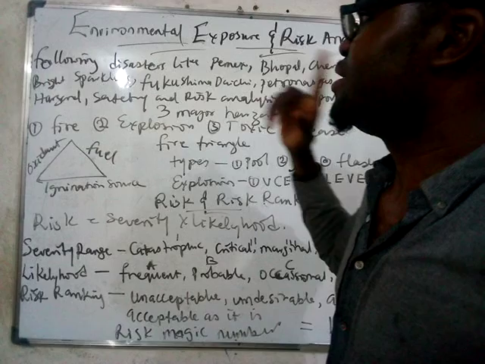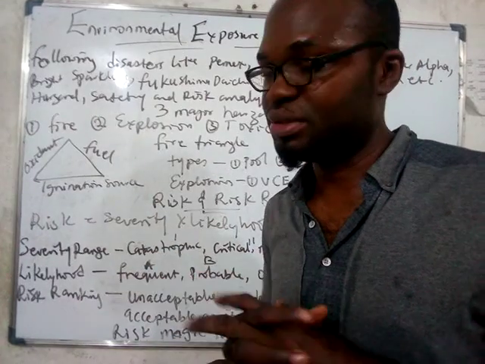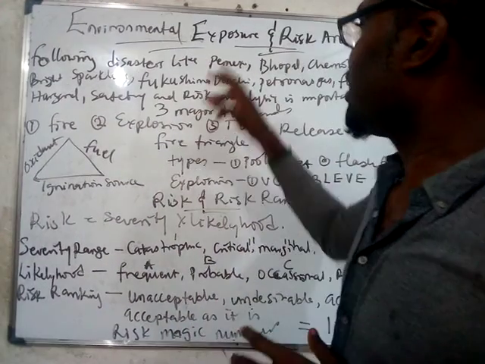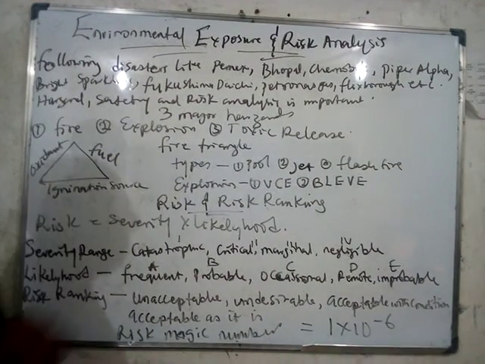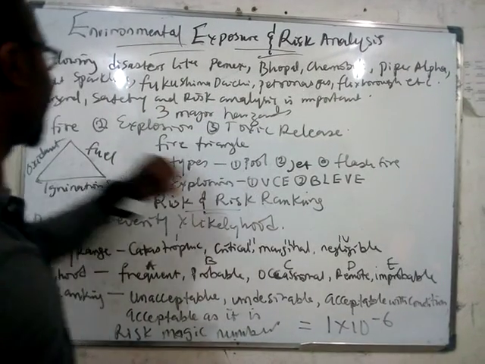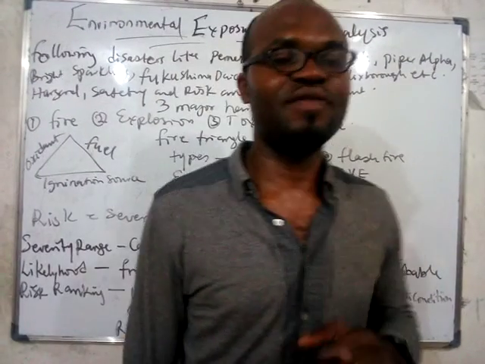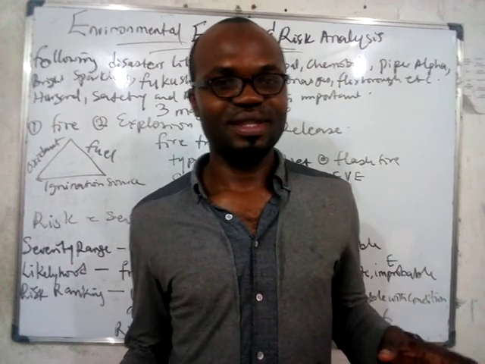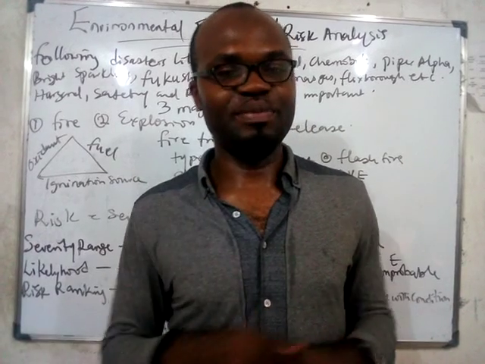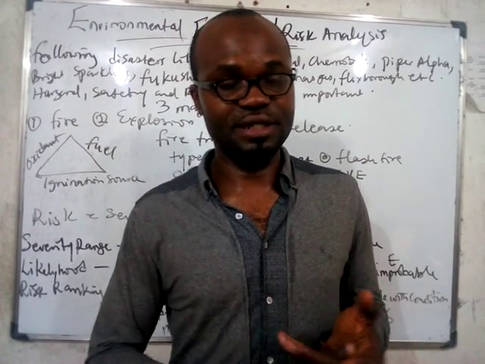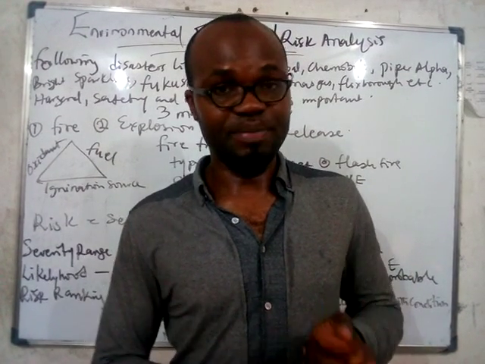Environmental exposure and risk analysis, very, very important. Disasters that have happened are not very good, like Pemex, Chernobyl, Piper Alpha, Ryce Spangler, Fukushima Daiichi, Petronas, Flixborough. Because of this, you need to do proper risk analysis, HAZOP, and environmental impact assessment, EIA. These three things are very important: risk analysis, HAZOP, that's hazard and operability studies, and environmental impact assessment.